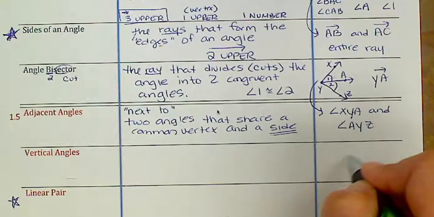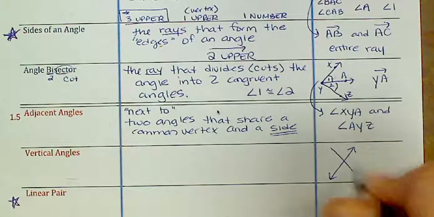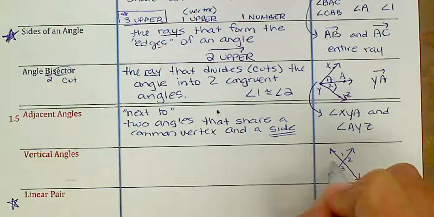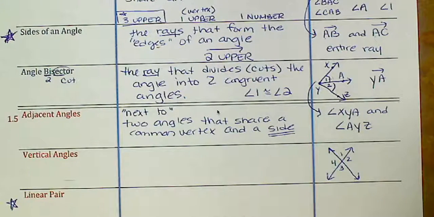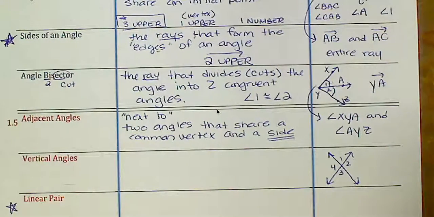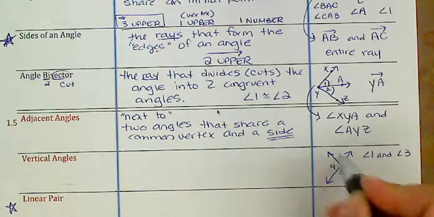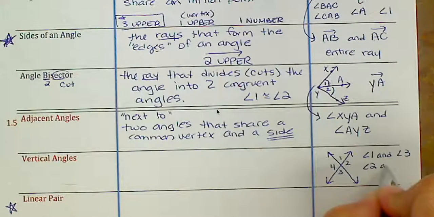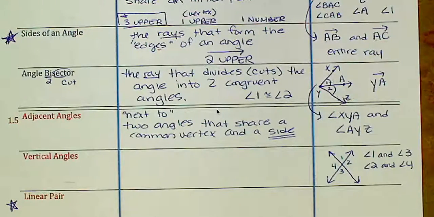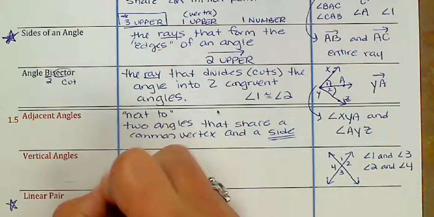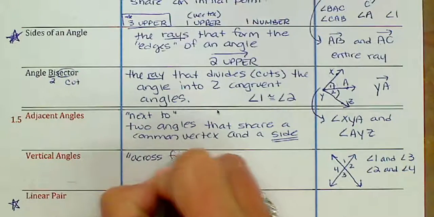Vertical is kind of the opposite of that. Vertical angles are instead not neighbors, but across from each other. So let's put some angle numbers in here. Can you look at that picture and see which ones would be vertical? Angle 1 and angle 3 are vertical angles. And angle 2 and angle 4 are vertical angles. So they are across from each other, all the way across the intersection if that was two roads intersecting. So I'm going to write across from.